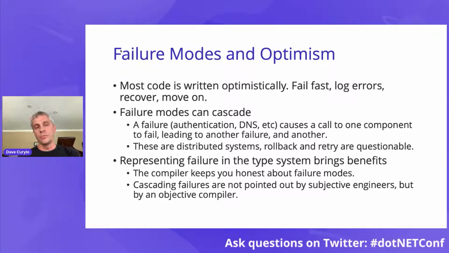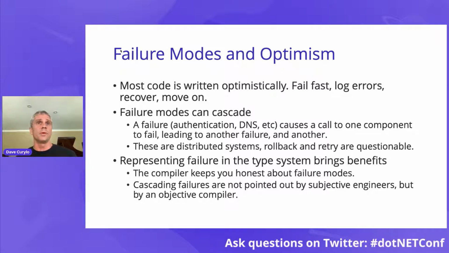In infrastructure, it's a little different. Failure modes can actually cascade. Like a failure in authentication or DNS or whatever can cause a call to one component to fail or another subsystem to fail, leading to another failure and another failure, and you end up with really big failures. And they're distributed systems. And unlike a database, rollback and retry are pretty questionable. You can't always roll back across all the different systems. You can't always retry. So one of the big important things is to be able to represent failure in the type system. This is what we kind of heavily try and use.